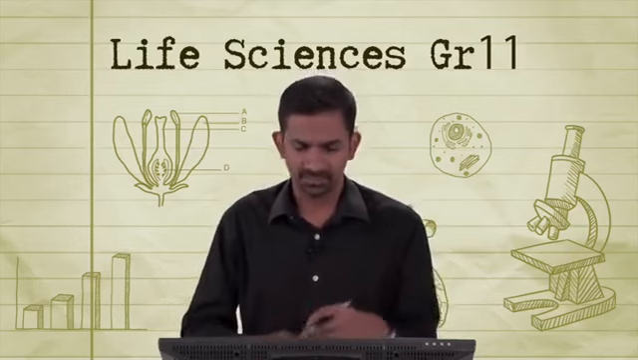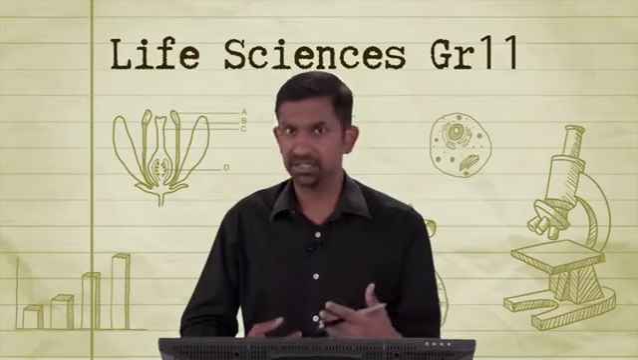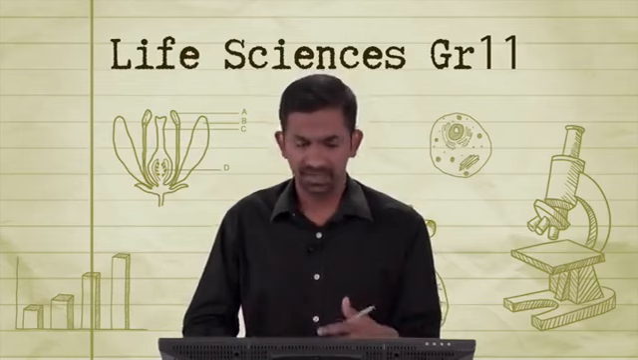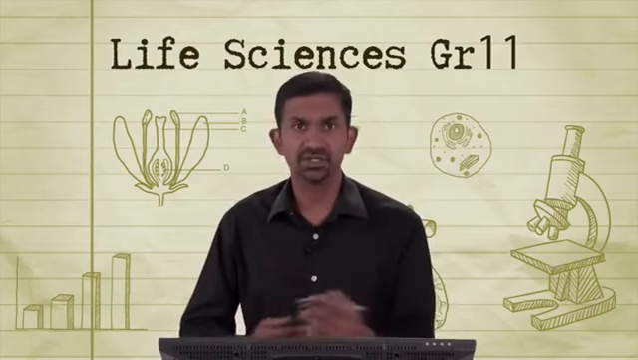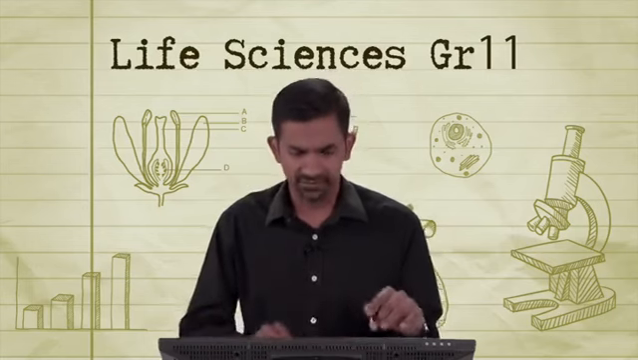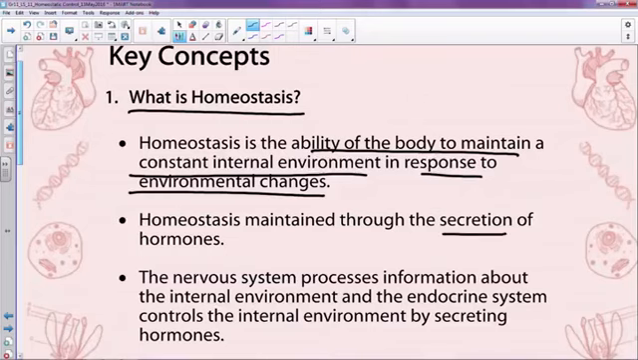a constant body temperature. So we know that as the environment changes, be it temperature, be it in terms of the food that we consume, things that we smell, the body will undergo a mechanism to respond to that change so that it can maintain a constant internal environment. Homeostasis is maintained through the secretion of hormones.